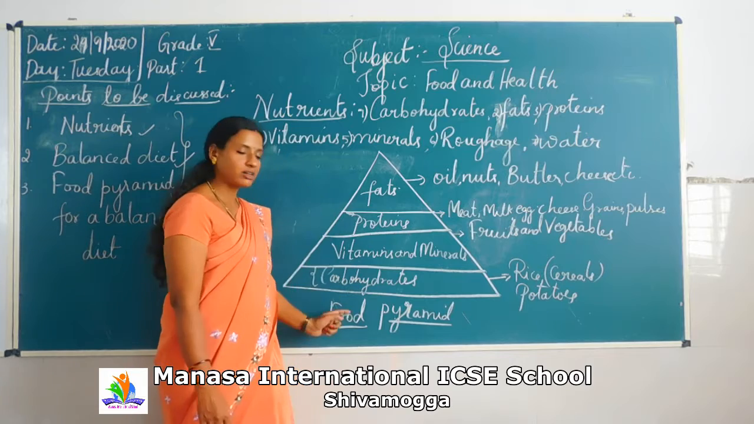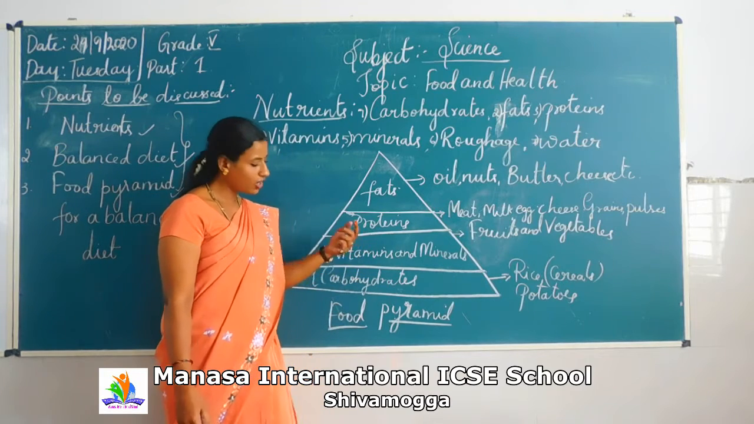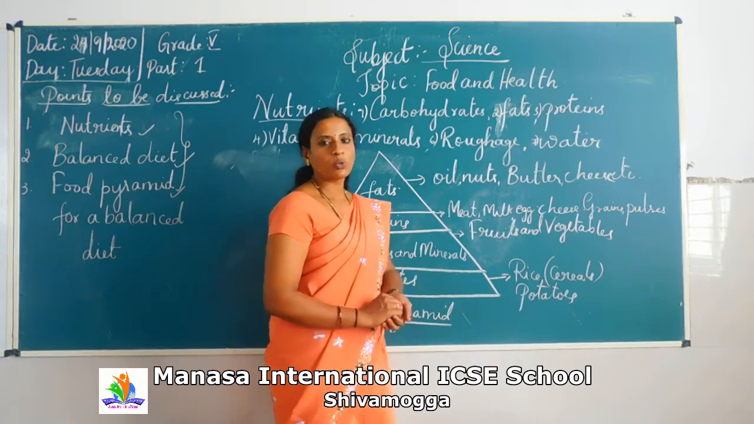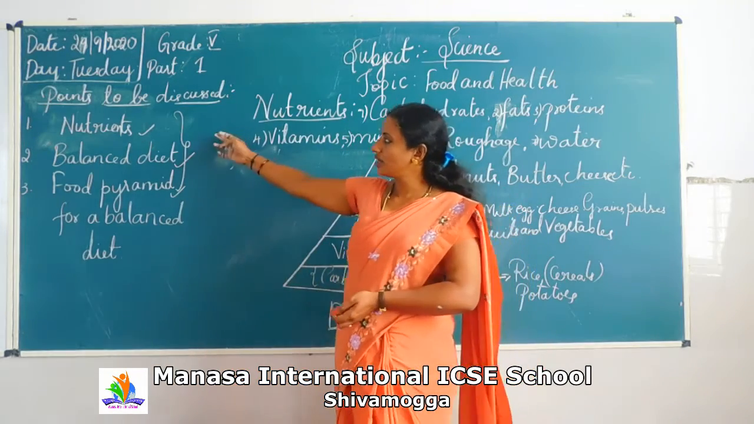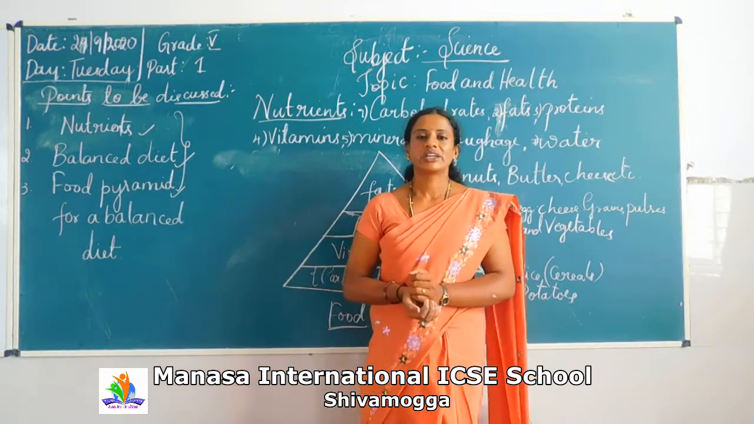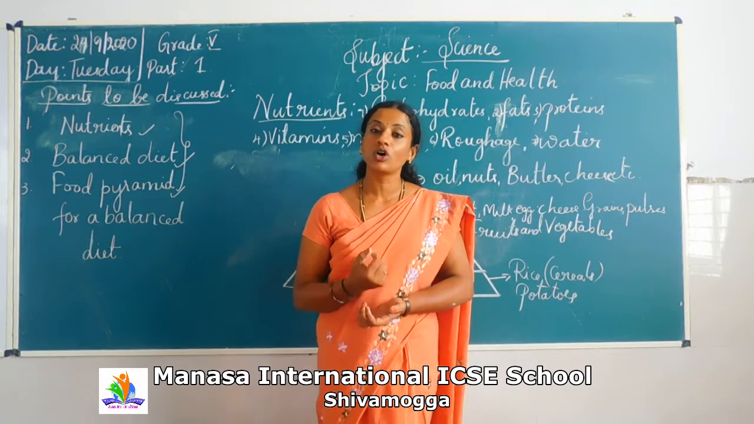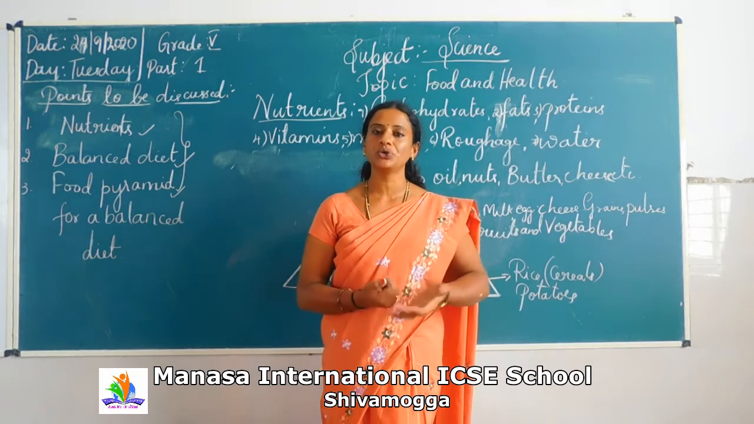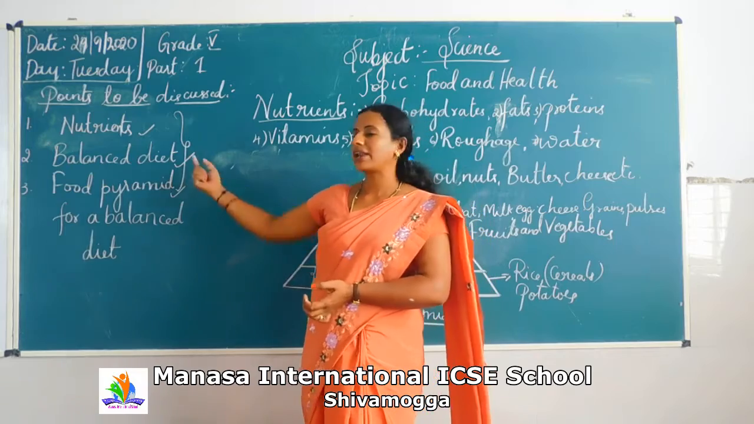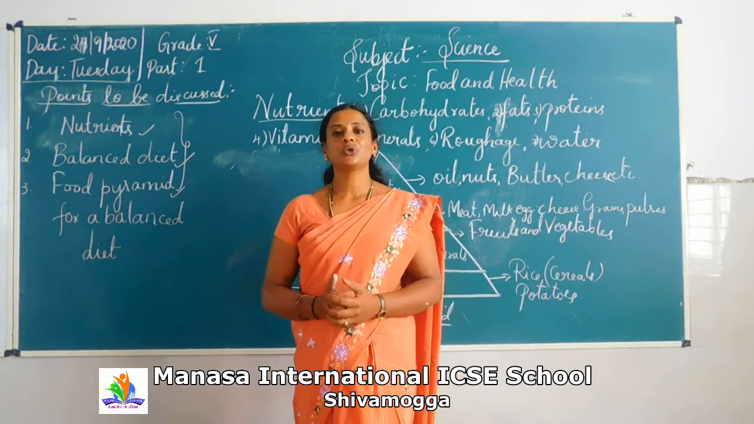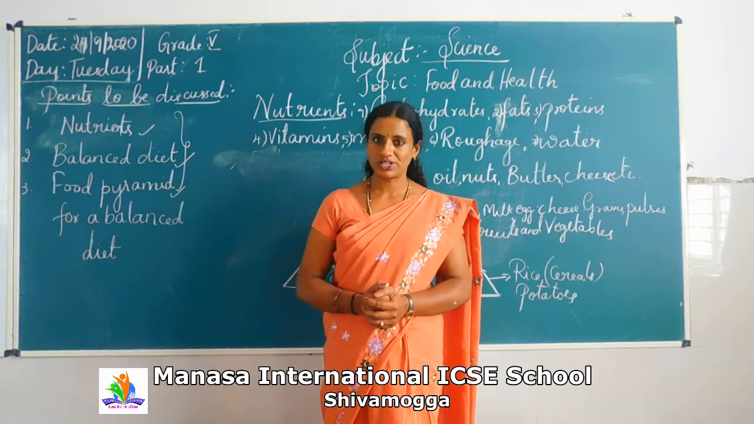This is a complete schematic representation of the food pyramid. Is it clear? So what we discussed: nutrients. What are nutrients? They consist of all the 7 important vital constituents of the food. These are called the nutrients, right? Next, balanced diet. The diet which contains all the 6 nutrients is called a balanced diet.